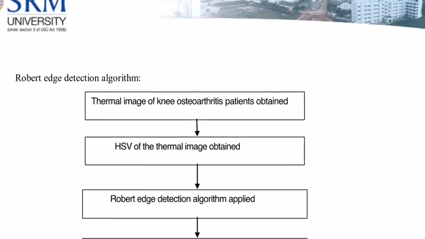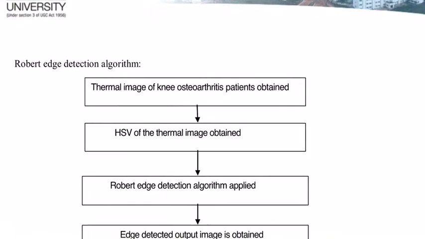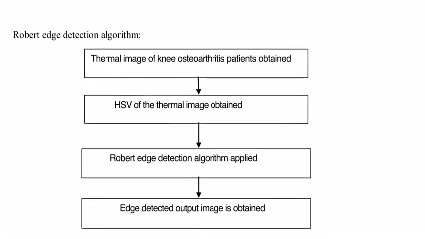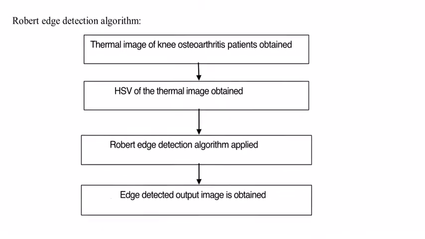The Roberts edge detection algorithm is the simplest edge detection algorithm. The thermal image of the osteoarthritic patient is obtained and the edge operator is applied to get the output image.